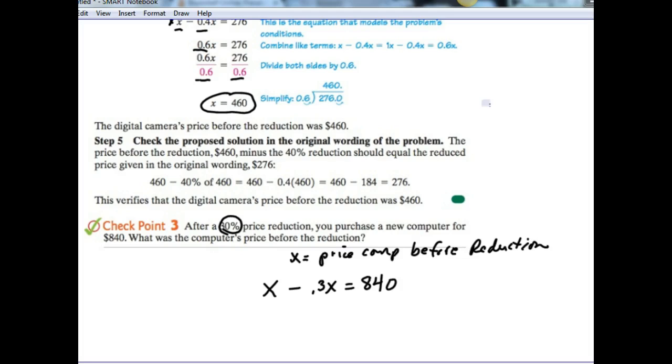Okay, so this one's just exactly like the other one. Remember, that's 1x minus 0.3x, which ends up being 0.7x, equals $840. Divide both sides by 0.7, and x comes out to be 1,200, which really means $1,200. So apparently the original price for this particular computer was $1,200 before reduction.